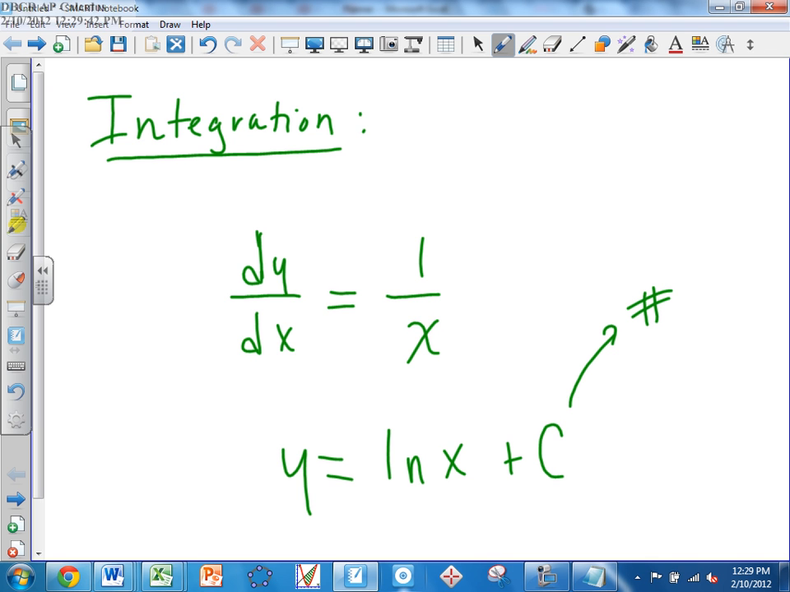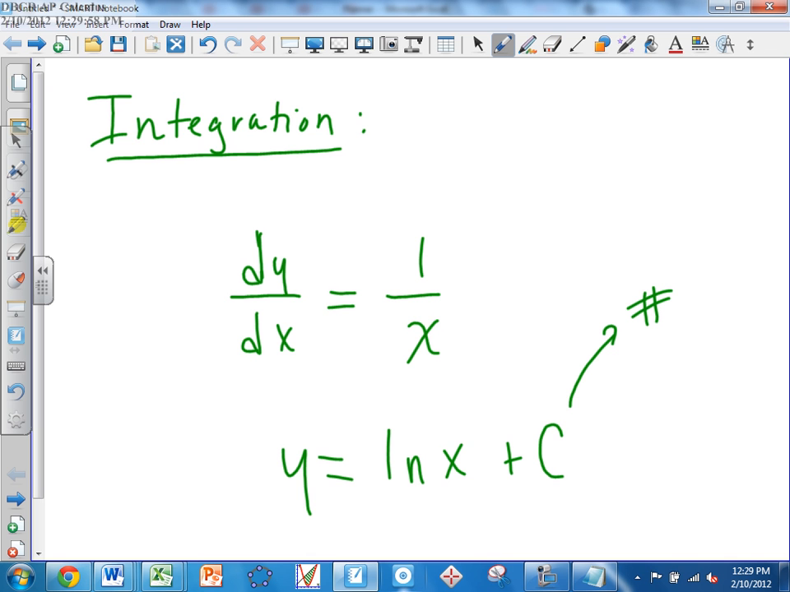Now, we're going to talk about many representations of integration. Remember how the tangent was the derivative? We're going to talk about something called the area underneath a curve. That's going to be the integral, or the integration of it. So we're going to talk about geometric representations as well.